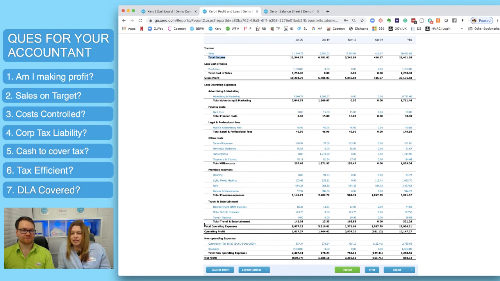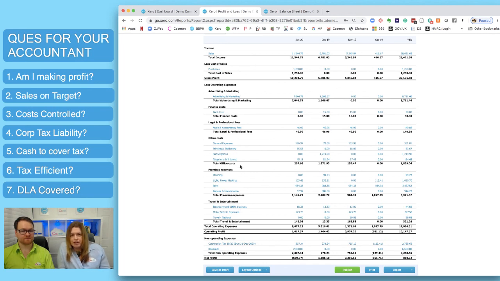So it's no good getting to the end of the year and saying, well, this is great, I made £50,000 profit, if you actually needed £80,000 of profit in order to cover your bills. So have a clear idea of what your targets are and talk to your accountant each month or each quarter about your progress against them. Are your sales on target? Are your costs controlled? Is your corporation tax liability accounted for, provided for, and do you have the cash to cover it? Do you have everything claimed that you should be, and are you tax efficient in your business?